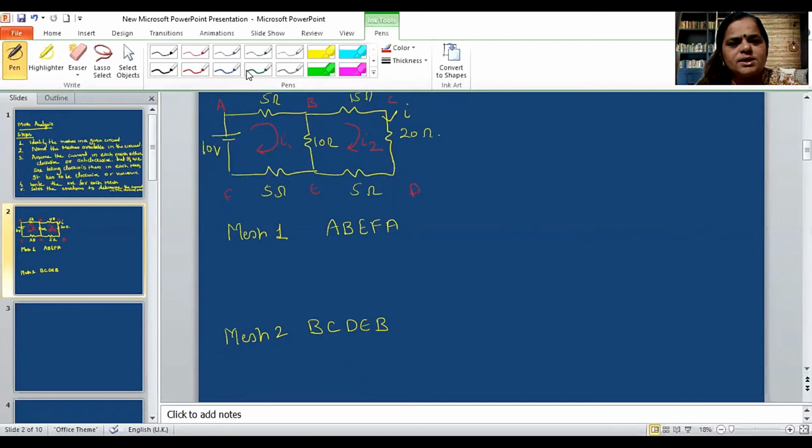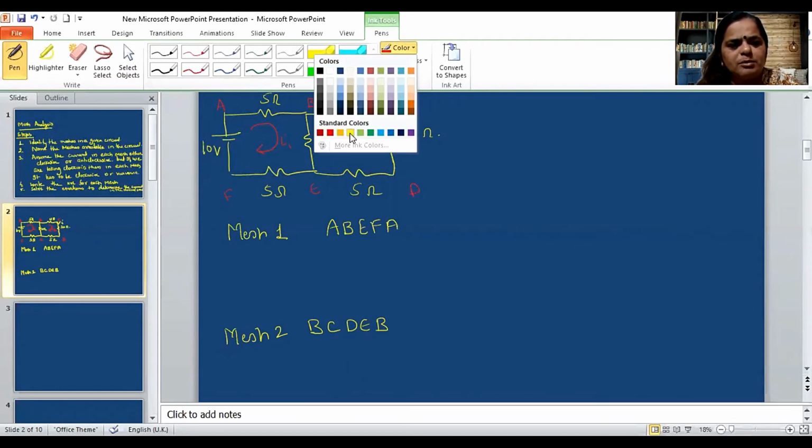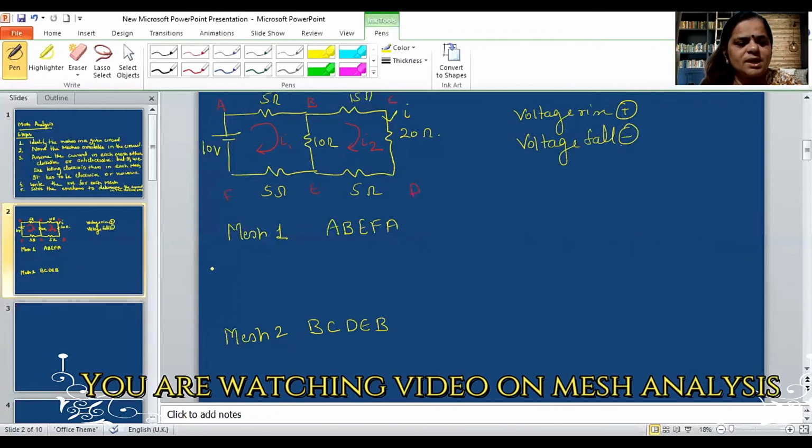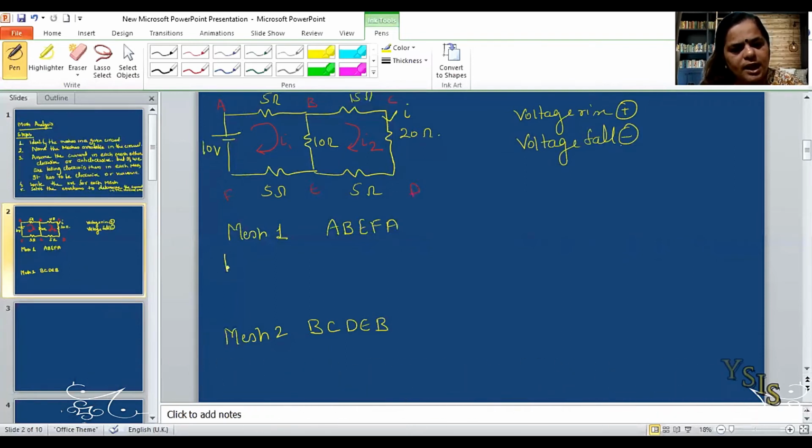Now the third thing is to write the KVL equation. Again the concept is voltage rise positive and voltage fall negative. What is the KVL equation? 10 minus 5 I1, the voltage drop across this is minus 5 I1, minus 10 (I1 minus I2). Why? Because 10 is the common element between mesh 1 and 2.